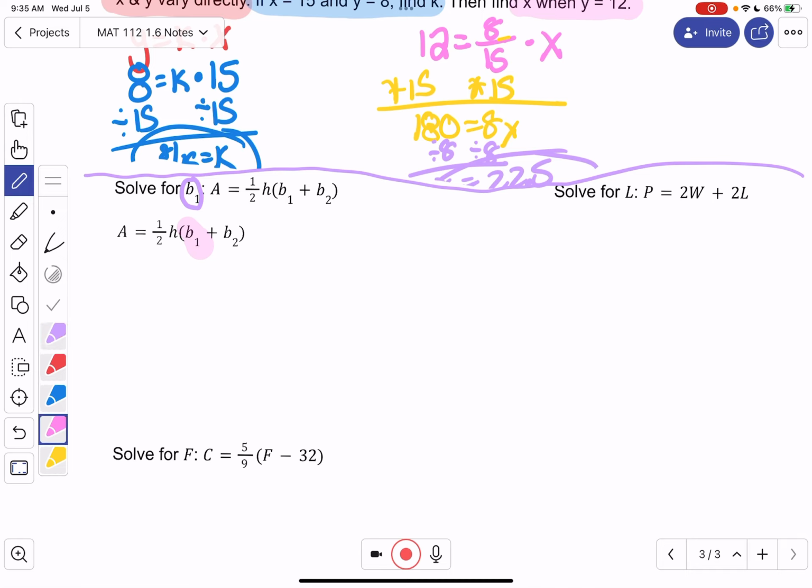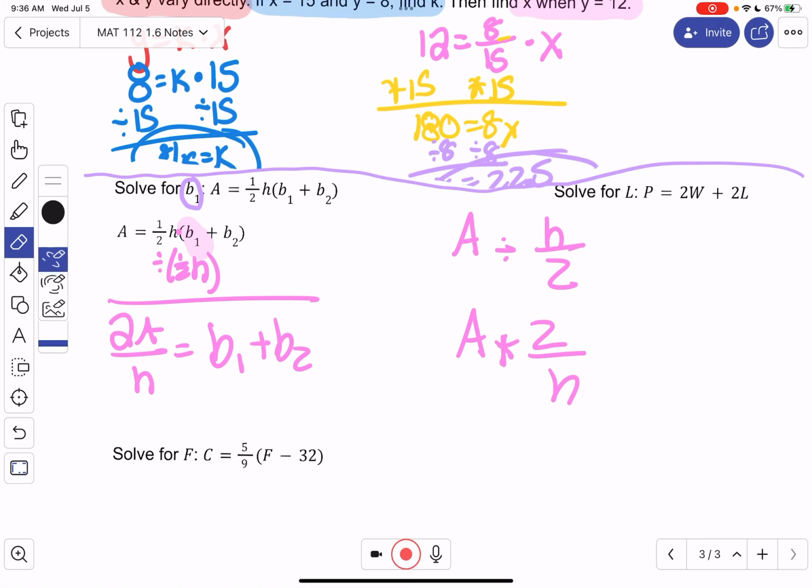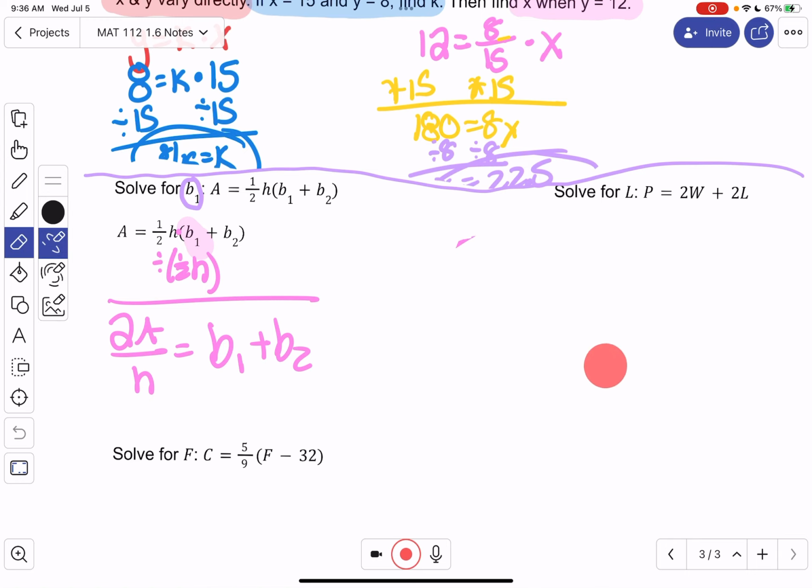So we need to get the parentheses alone. So to undo this multiplication, we're going to divide. So if I divide by 1/2 h, I'm just going to do something over here. A divided by 1/2 h. 1/2 times h is h/2. When you divide a fraction, you flip it. So it's like saying a times 2 over h. So 2a over h is what we would end up getting. So that's one way to do it all at once.